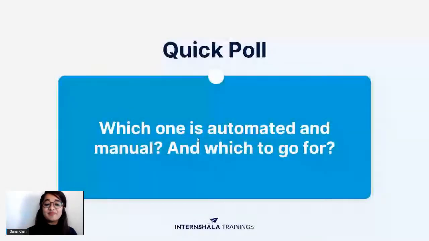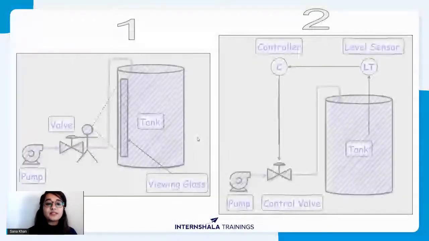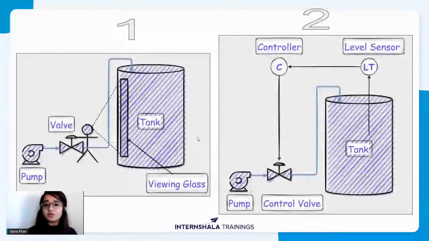Before starting it all, I want you to be a bit more interactive and use the chat box that we have here. So there's a quick poll and I'll be showing you two images. I want you to look at the two images and tell me which one is an automated process and which one is manual and which you would go for. So the problem statement is here. You can see the two images, 1 and 2.